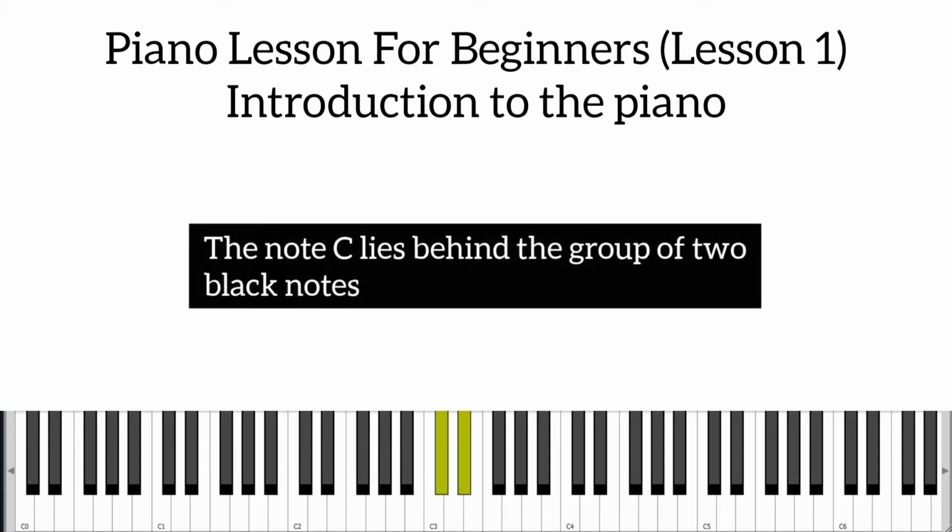Whenever you see any group of 2 black notes, if you go behind these 2 notes, you're going to have C. So this note here is called C. Here is another group of 2 black notes; if you go behind it, you have C. Let me give you one more example. These are another group of 2 black notes; if you go behind this group, you're going to have C. So we have C, C, C, C, C. Whenever you see two black notes and you go behind it, you have C.